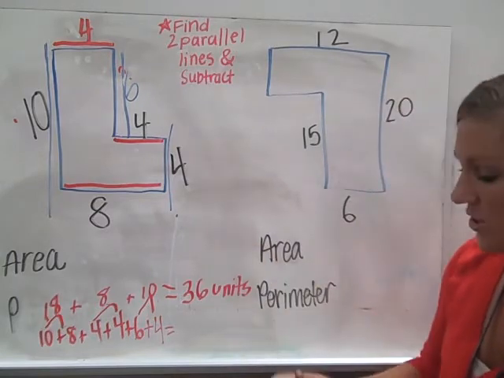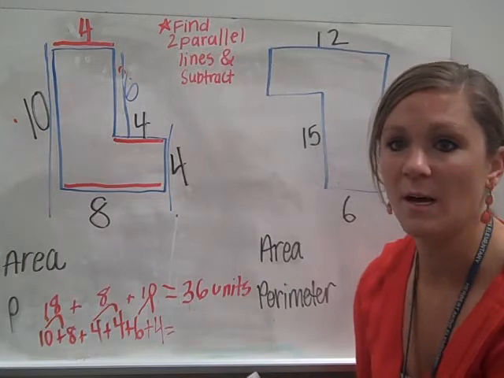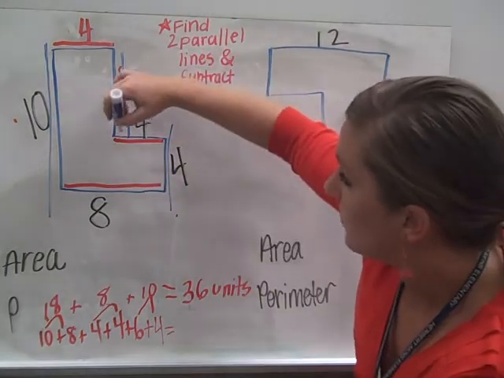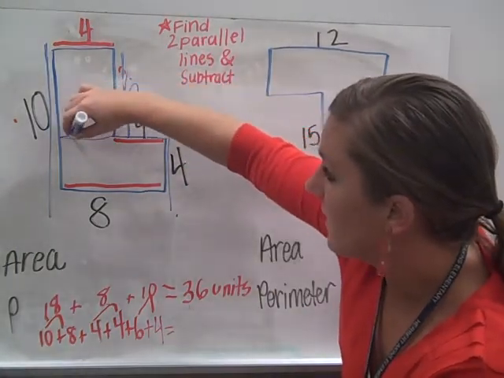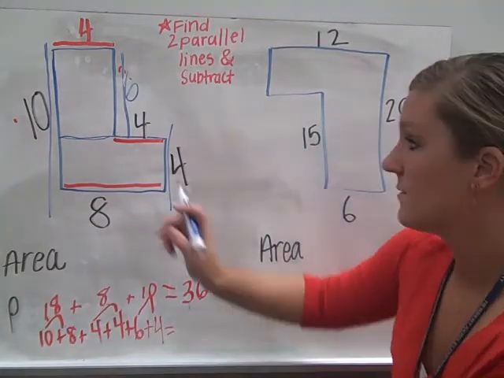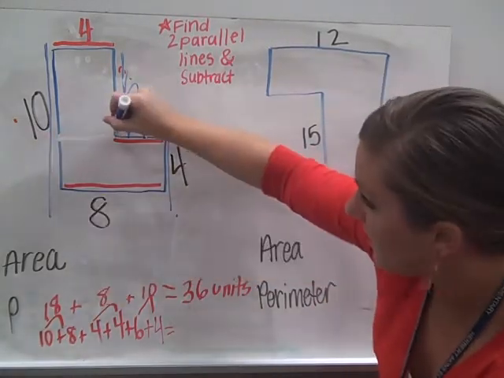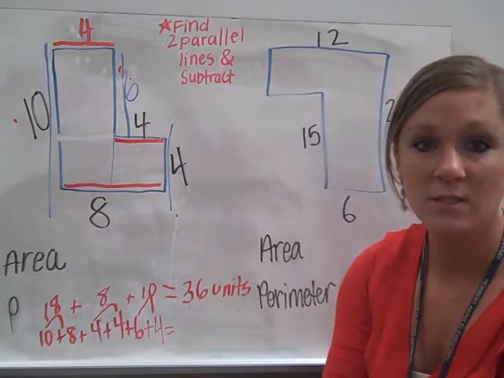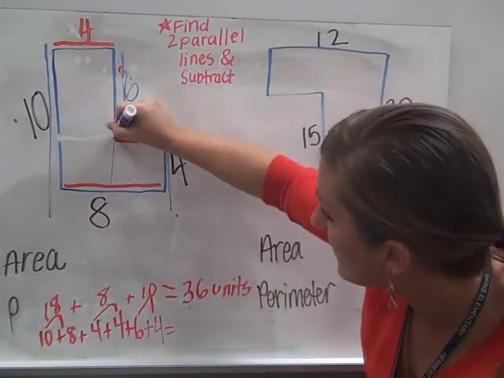All right, let's partition this shape, and all partition means is to break it up. If I continue this line across, that is one way I can do this. You could also break it up this way. It is completely your choice. All right, let's just leave it this way.